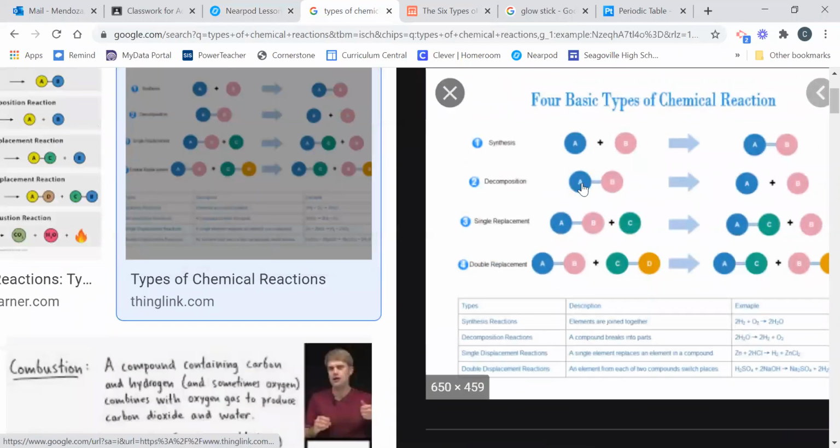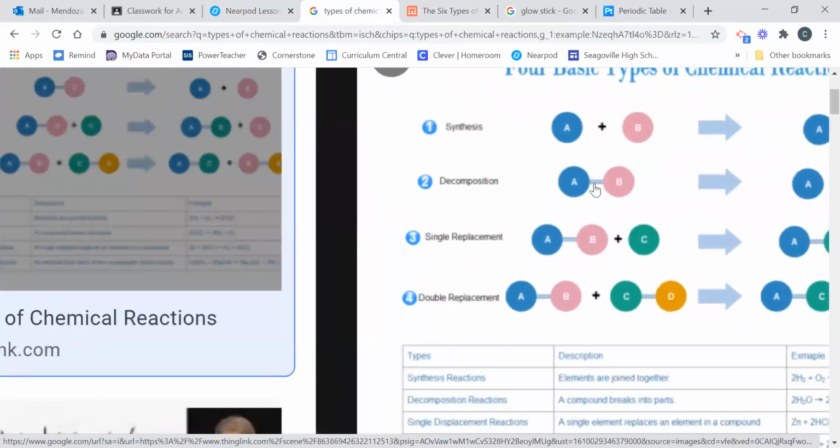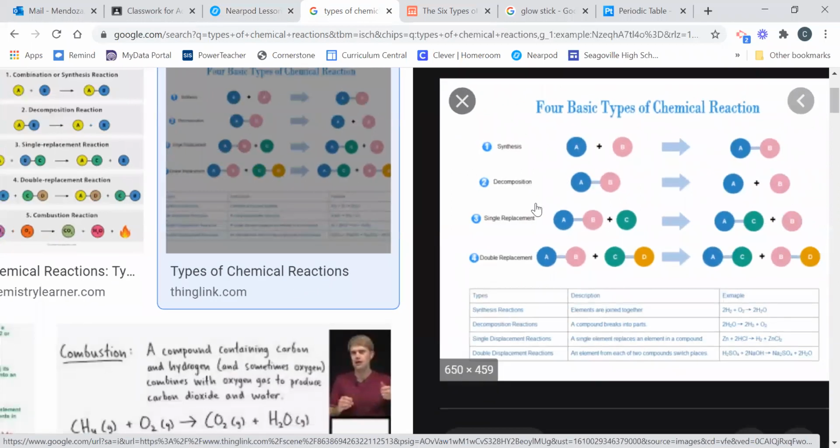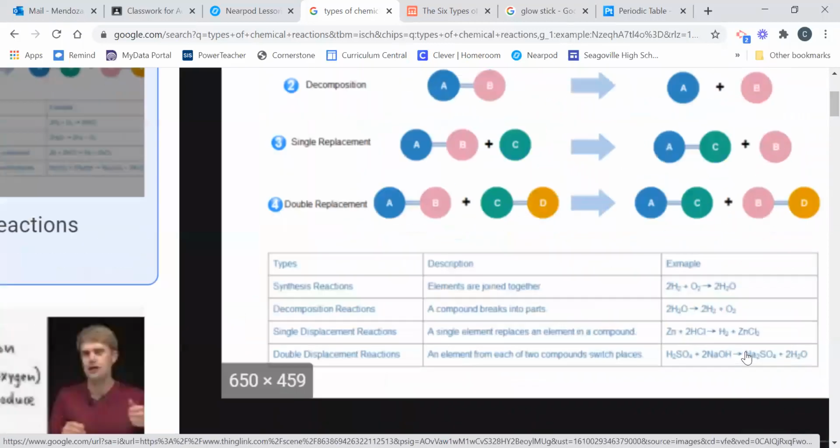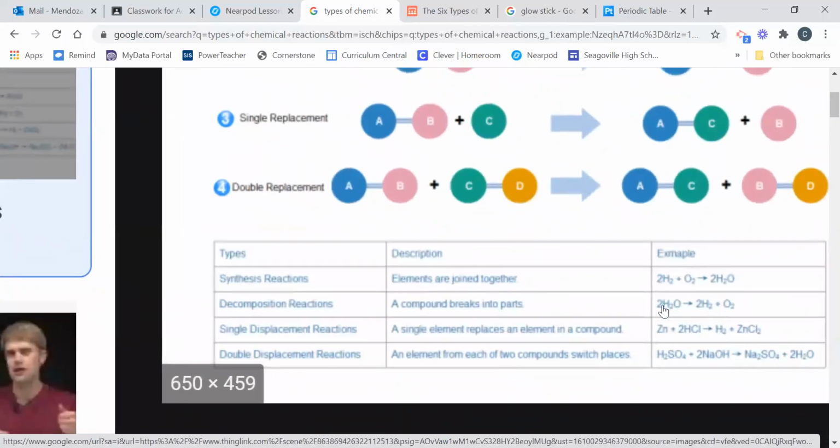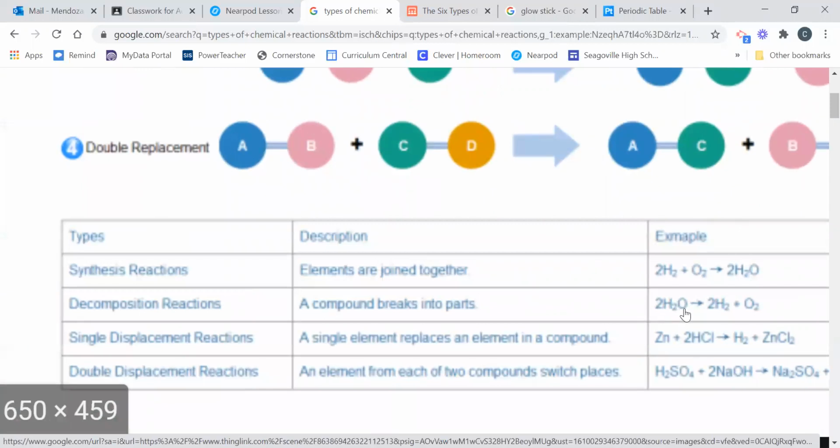So if you see this, you see the little bond between A and B, and then what happens is they are broken down. So if you know that from biology, composition is when something is built, and decomposition is when something is broken down. You see an example of this, a water molecule being broken down into H2 and O2. That is a decomposition reaction.